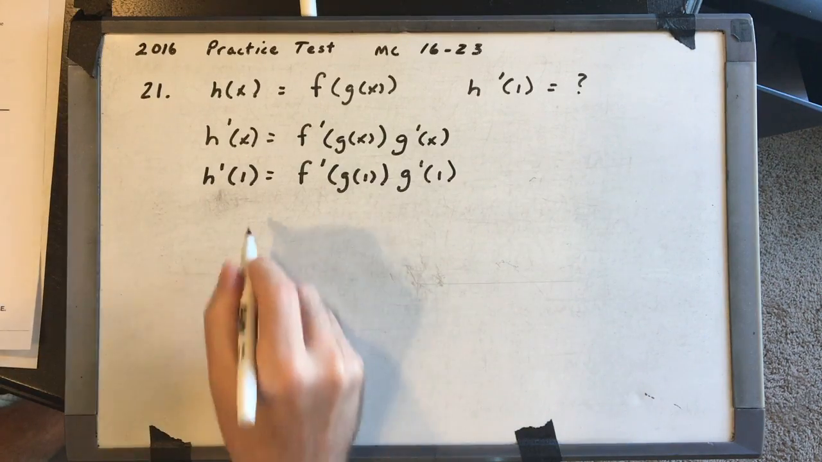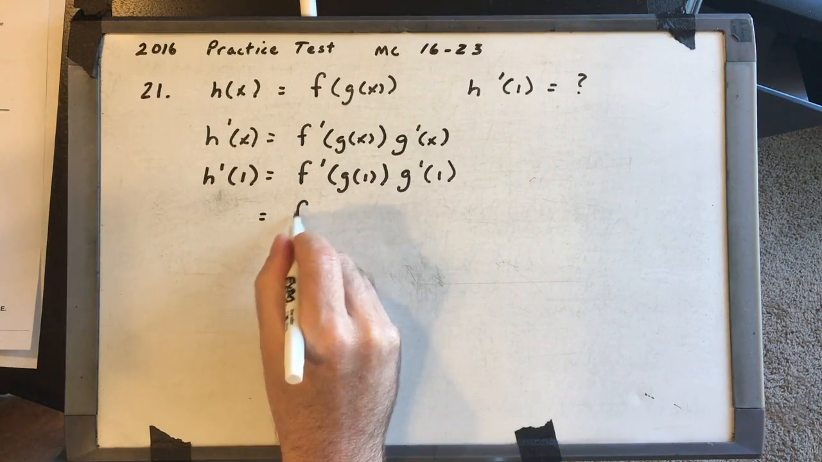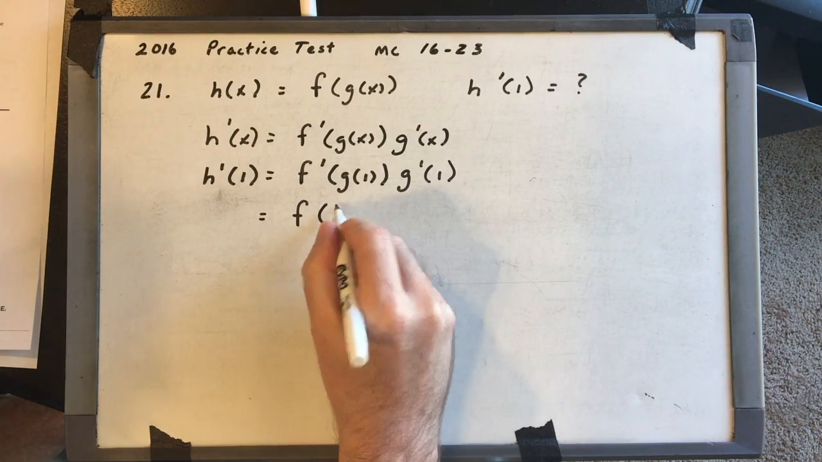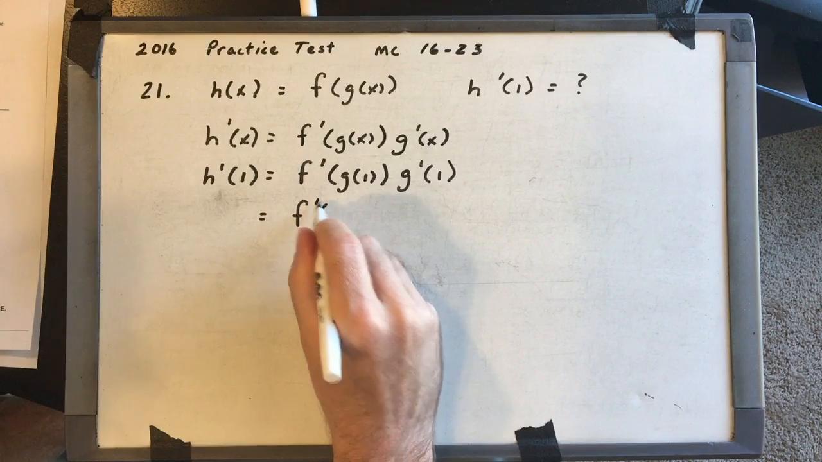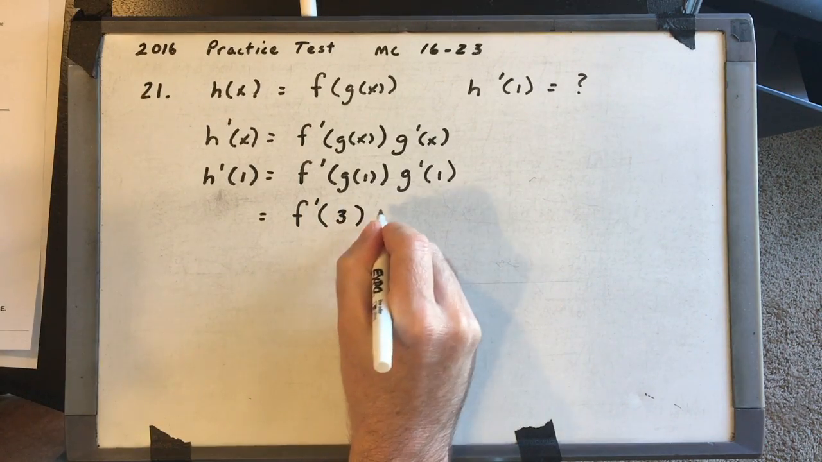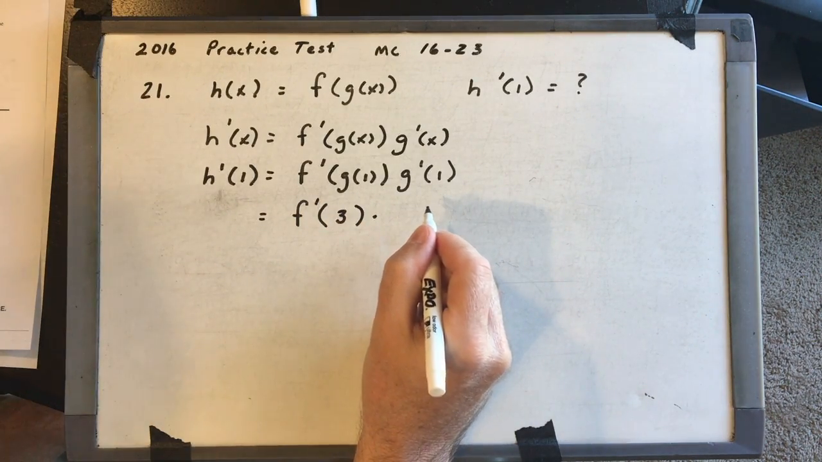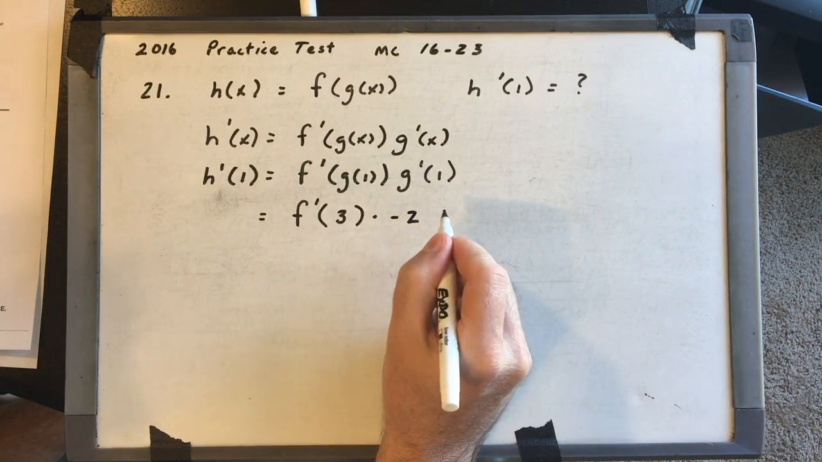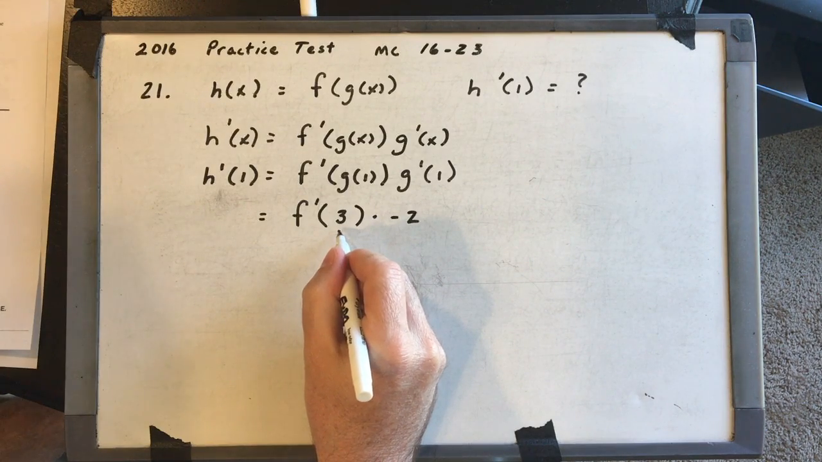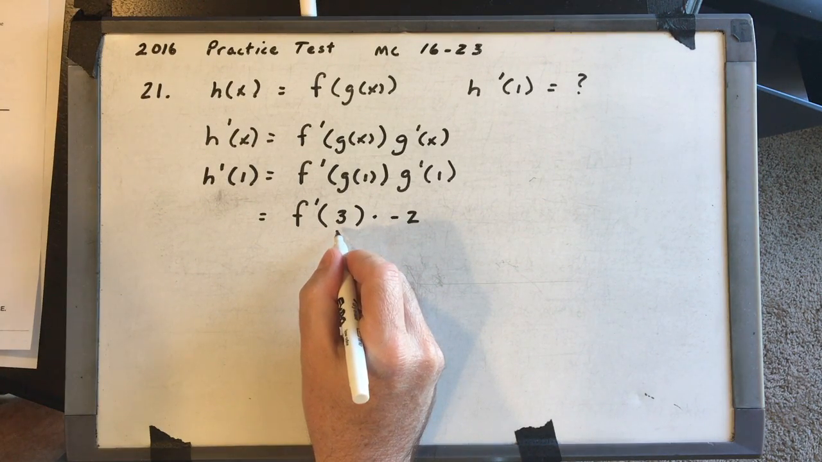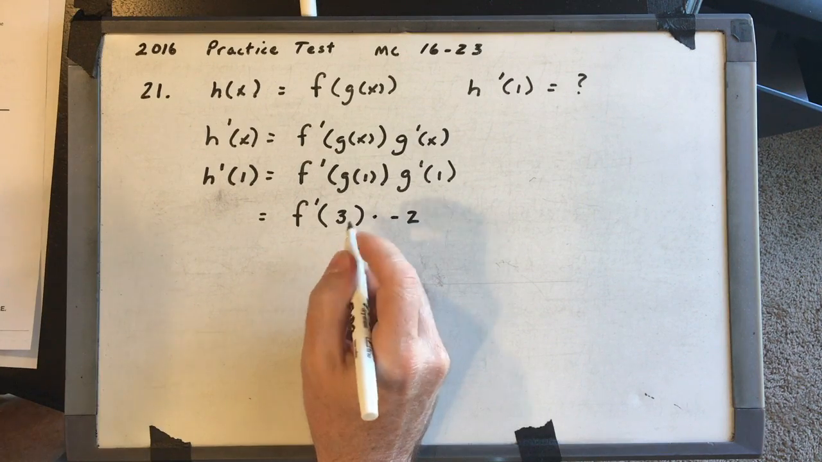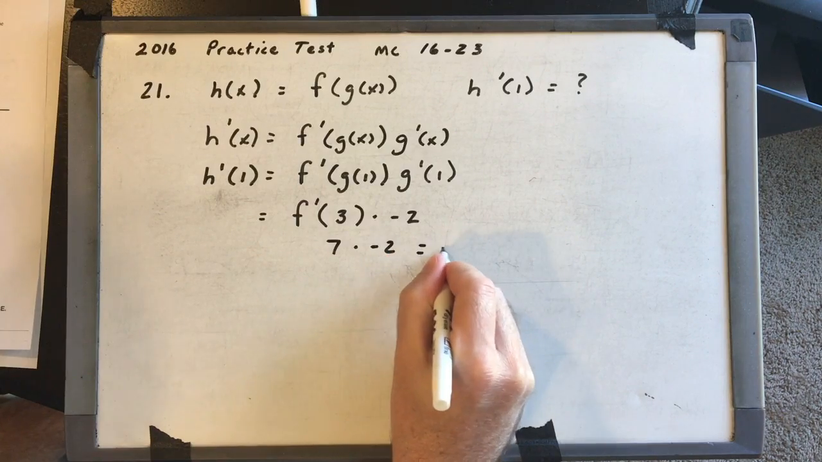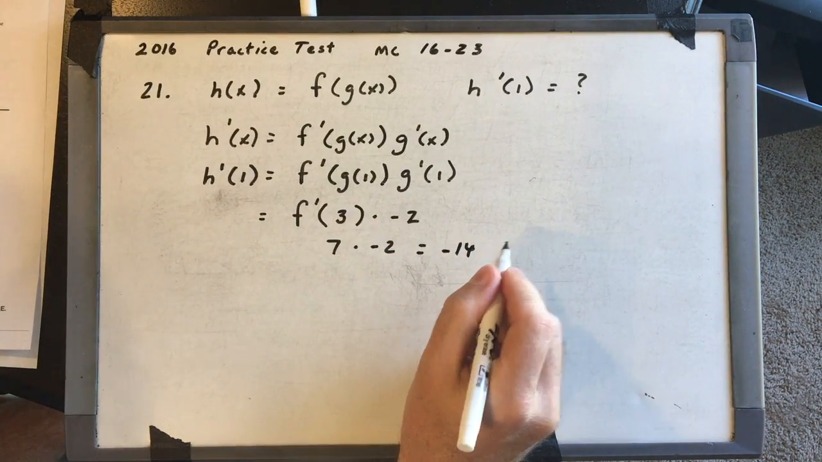And now we're just going to look at the table. What is g of 1 in the table? Okay, well, g of 1 is 3. So it's f prime of 3 times, what is g prime of 1? g prime of 1 is negative 2. So what is f prime of 3? Let's look at the table. f prime of 3 is 7. So that's 7 times negative 2, which is negative 14. And that is answer B.